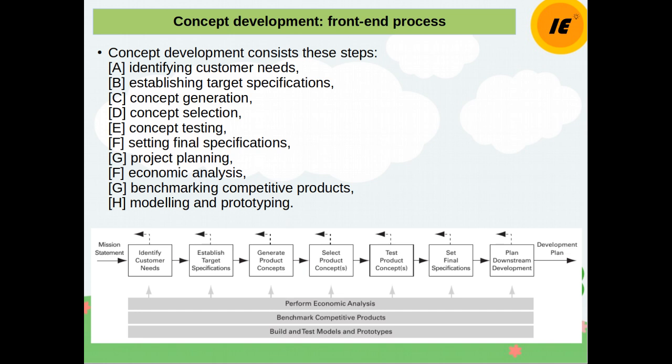Next is setting final specifications. The target specifications set earlier in the process are revisited after a concept has been selected and tested. At this point, the team must commit to specific values of the metrics reflecting the constraints inherent in the product concept, limitations identified through technical modeling, and trade-offs between cost and performance.